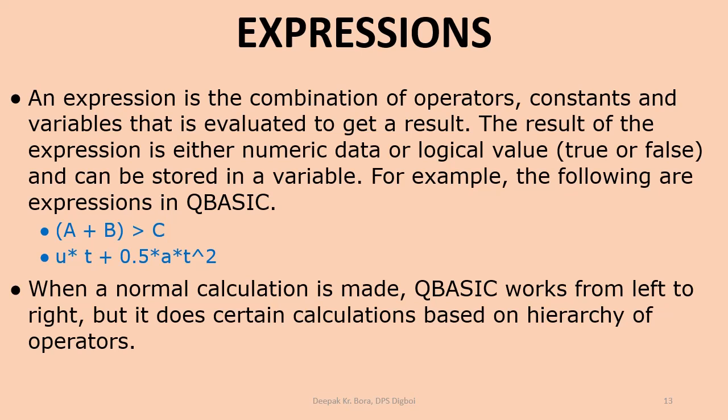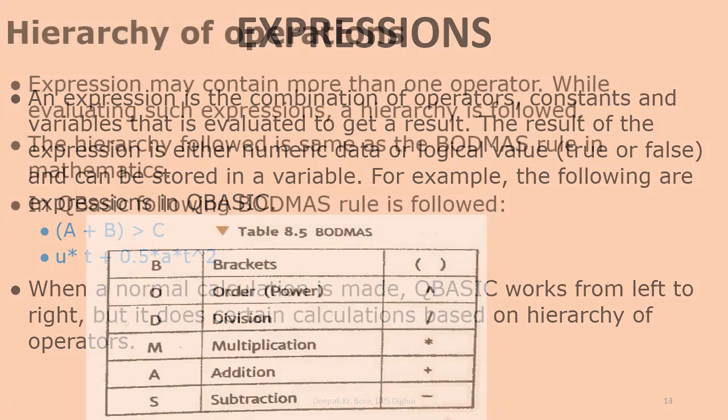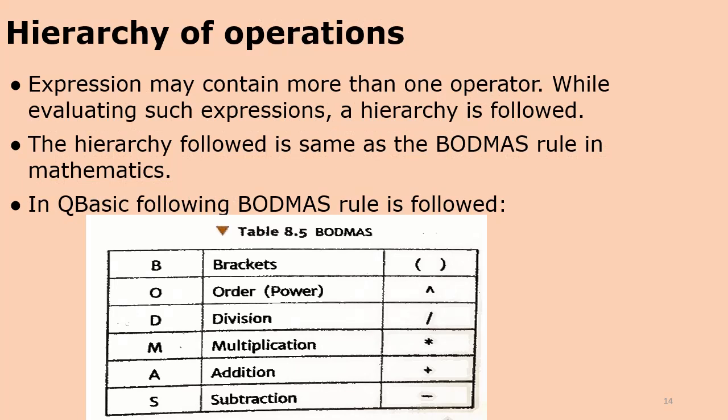When a normal calculation is made, QBasic works from left to right, but it does certain calculations based on the hierarchy of operators. Hierarchy of operations: an expression may contain more than one operator. While evaluating such expressions, a hierarchy is followed. The hierarchy followed is the same as the BODMAS rule in mathematics.